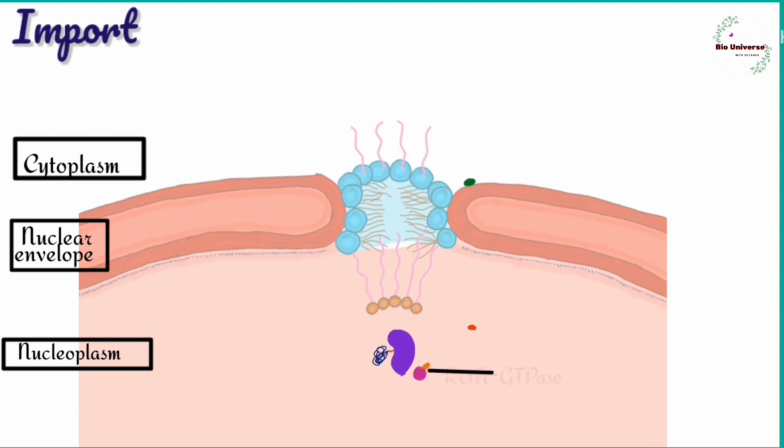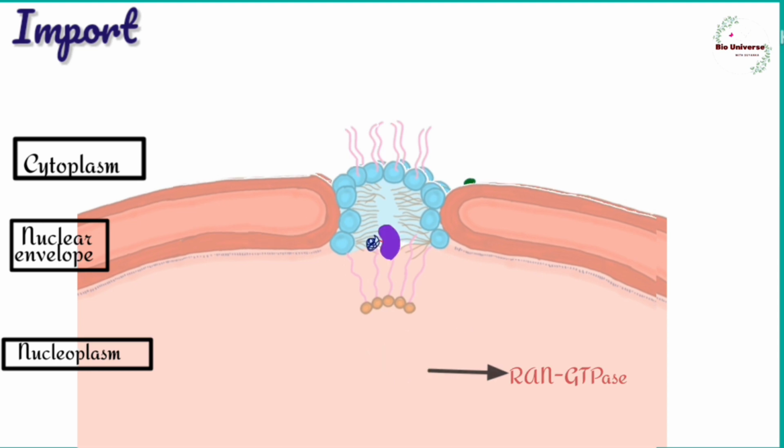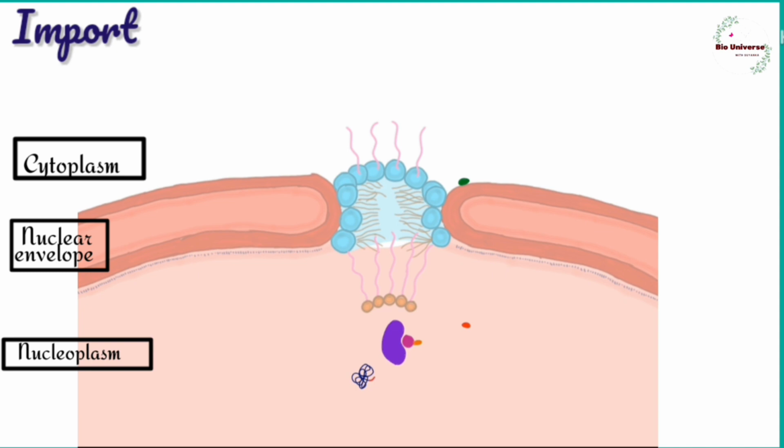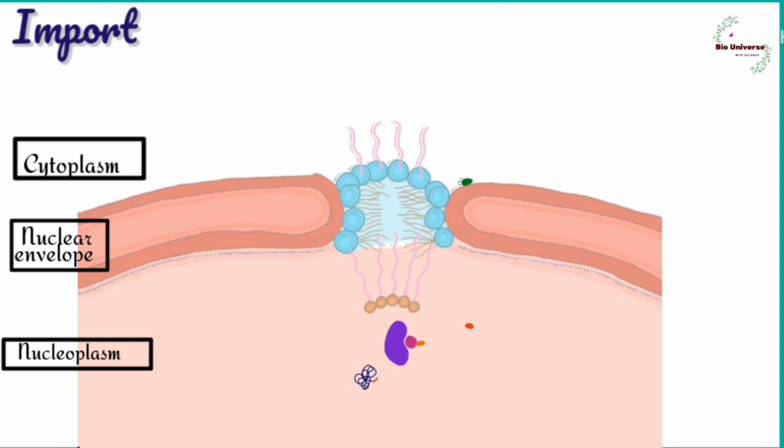Ran and GTP are a small monomeric nuclear GTPase present in the nucleus. When the importin and nuclear protein complex enters the nucleus, Ran GTPase binds with the importin and nuclear protein complex and causes a conformational change in importin. This conformational change causes importin to detach from the nuclear protein. Importin is now attached with Ran and GTP. Ran and GTP help importin to exit from the nucleus.